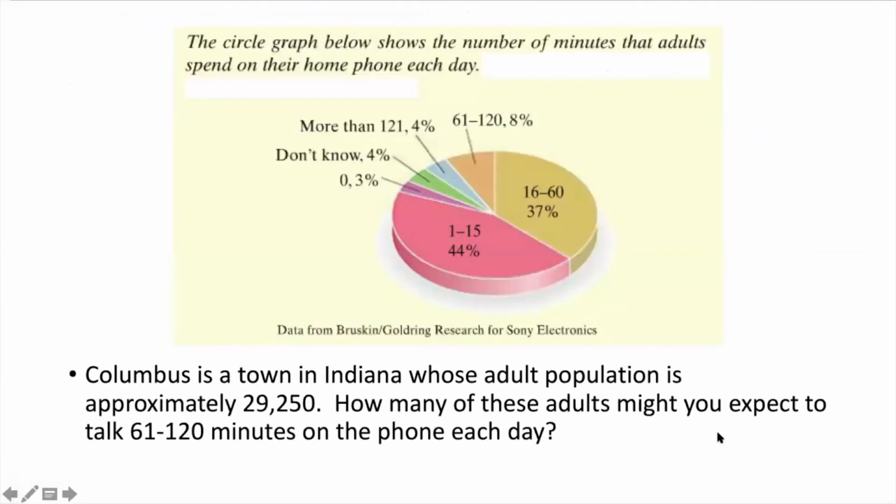All right, here's another example of solving a percent equation. This time they've built sort of an interesting story around it. Columbus is a town in Indiana whose adult population is approximately 29,250. How many of these adults, based on this circle graph, which we're going to look at in just a second, how many of these adults might you expect to talk 61 to 120 minutes on the phone each day?